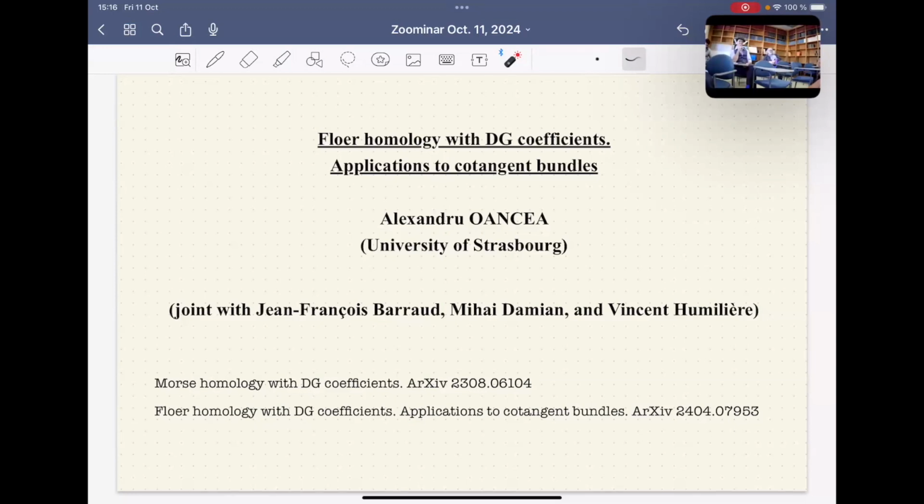So the title of my talk is Floer Homology with DG coefficients, DG meaning differential graded, applications to cotangent bundles. Everything that I will talk about today is joint work with Jean-François Barraud, Mihai Damian, and Vincent Humilière. Everything that I'm going to talk about is contained in two preprints that we have on the arXiv.